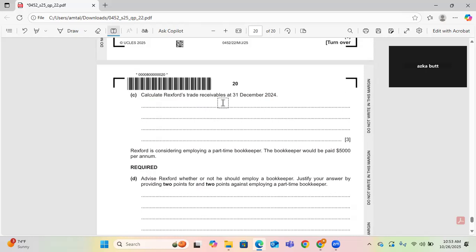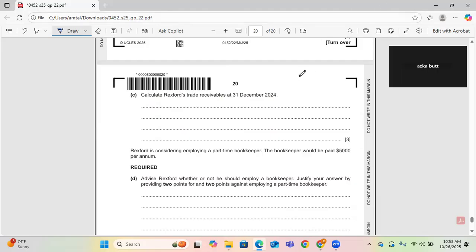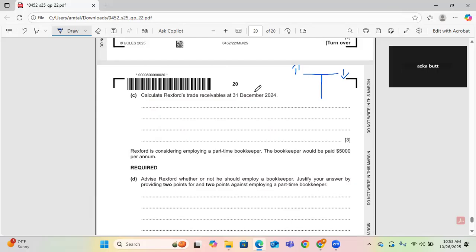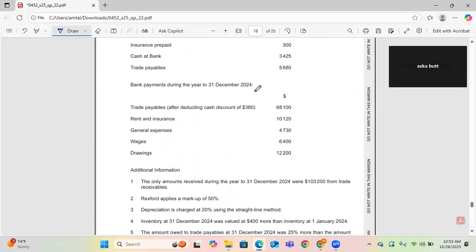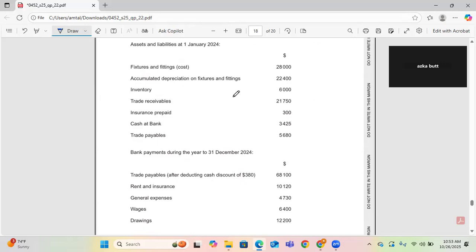Trade receivable is basically the asset for the company. Maybe you remember that whenever you are making the trade receivable account, whenever something increases, you will be debiting it. And whenever, because of any transaction, the trade receivable is decreasing, you will be crediting it. Okay, so let's see. First of all, we have the opening trade receivable.